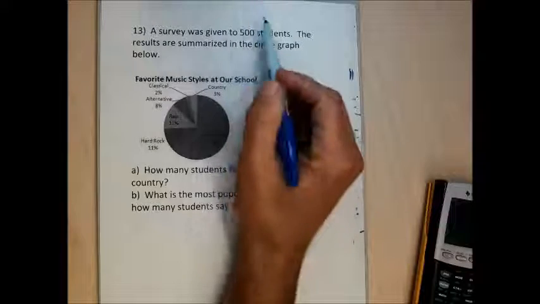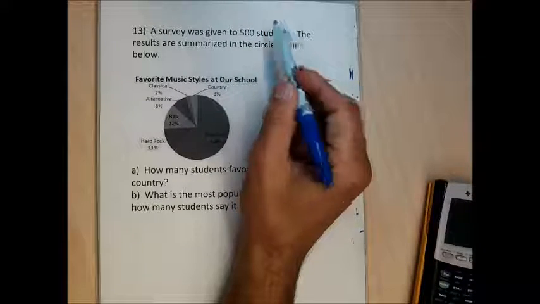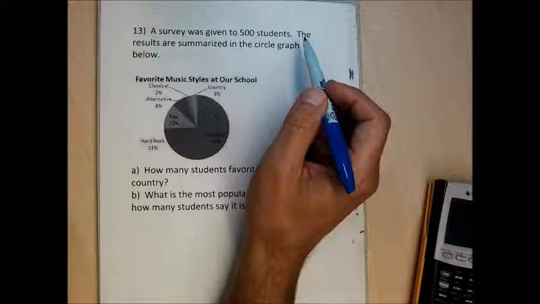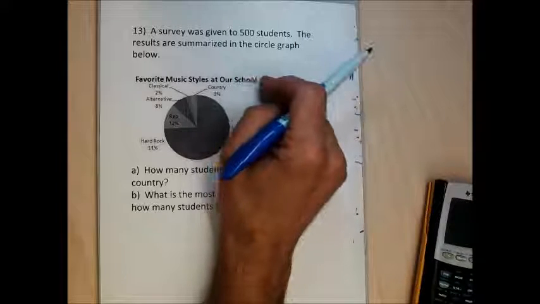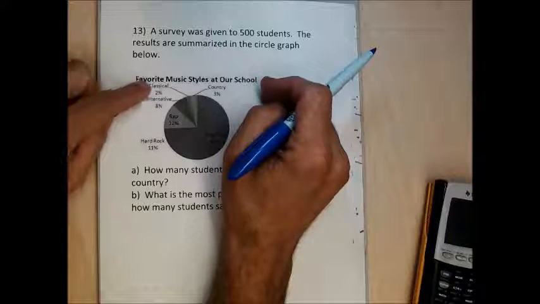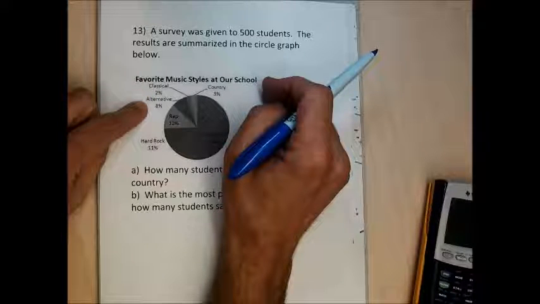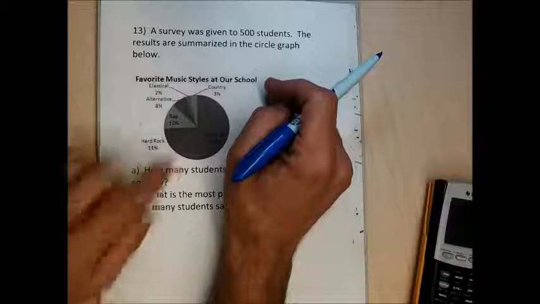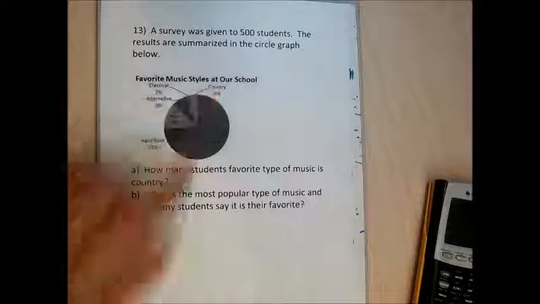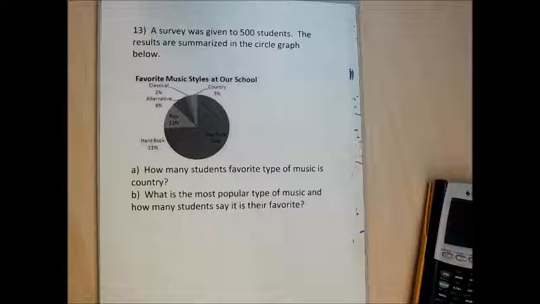So a survey was given to 500 students, and the results are summarized in the circle graph that's nicely charted. So favorite music styles at our school. 2% of students said they like classical, 8% did alternative, 12% rap, 11% hard rock, 60% pop rock, 3% country. This has to be an old graph because country is so big now that that's probably more like 30%. But nevertheless, I'm just going to live with the numbers in this chart that I completely didn't make up.